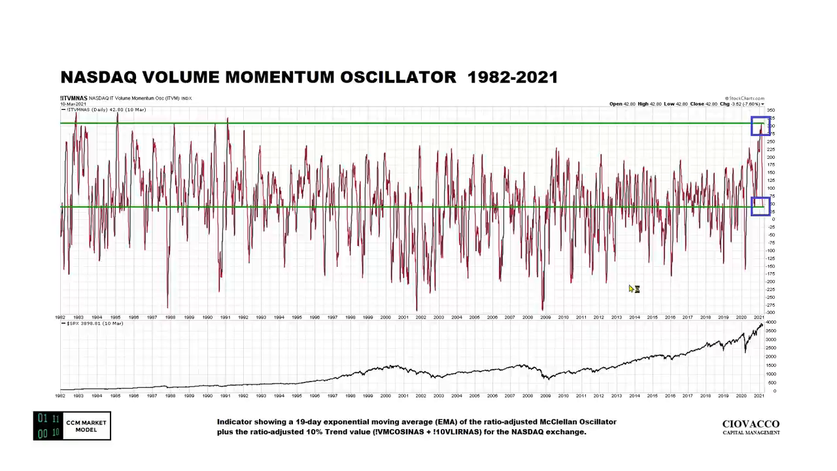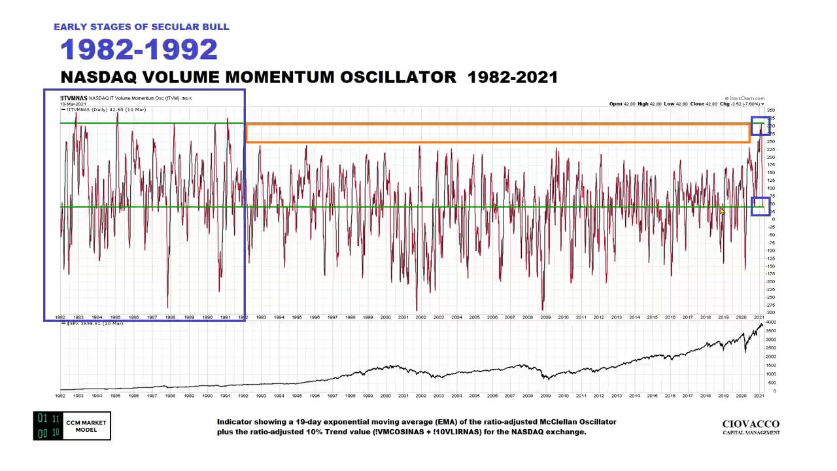It's the NASDAQ volume momentum oscillator. We've covered this in the past. We have something a little bit different here. We have this rare spike that occurred recently, and then we dropped all the way down to the lower green line. First thing that should jump off the page here, this spike never happened in this entire area here. The last time this indicator was up in this area here, where it was earlier in 2021, we have to go all the way back to the 1982 to 1992 window.